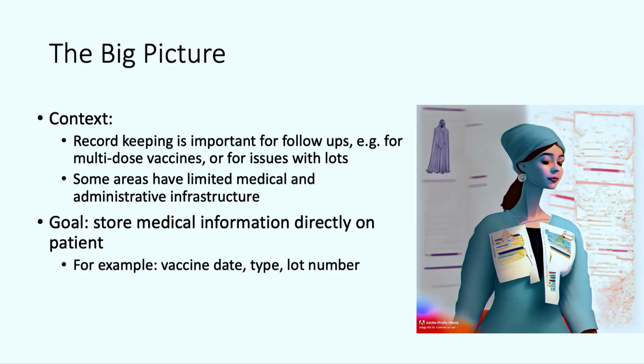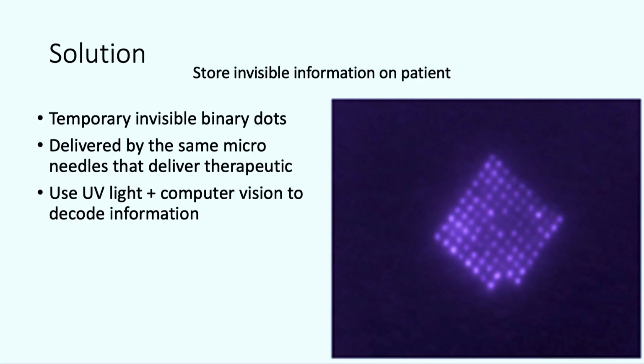And so our colleagues in biological engineering have been interested in trying to keep this information on the patients themselves, which sounds a little crazy, but here we go. They want to be able to come back to a person and automatically figure out: yes, this person had the original vaccine 2 months ago, this is the brand of vaccine, et cetera. So the idea is to use the same delivery mechanism we used to deliver the vaccine to also leave an invisible record on the person's body.